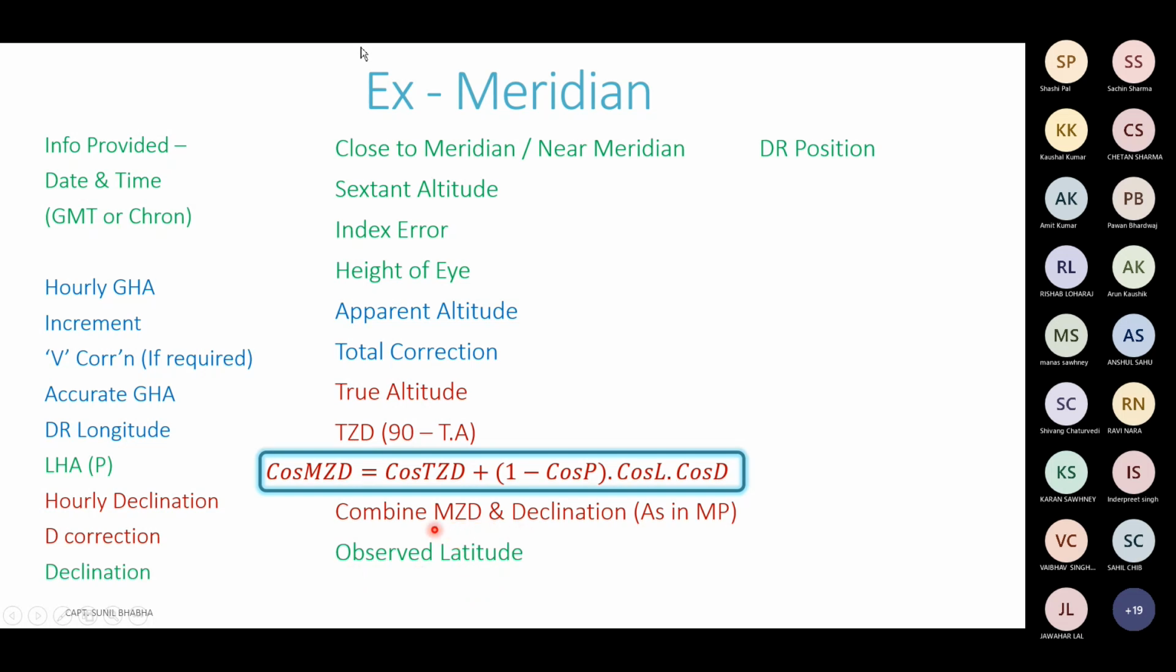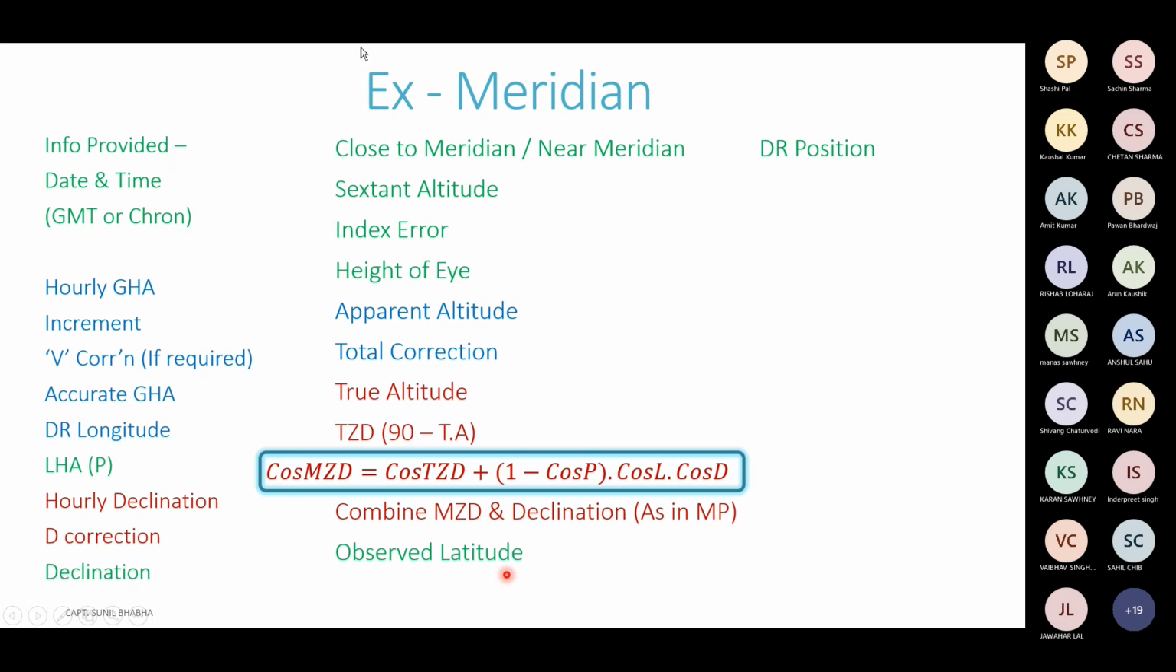Now the combining was by giving a name to the MZD. We had done a shortcut method. You first give name to the true altitude. The name to true altitude is the same as the azimuth of the body, in whichever direction the body is, north of the observer or south of the observer, the same name is given to true altitude, and opposite to that is given to TZD as well as MZD. So once the MZD name is there, you have the declination name given in the almanac. Same names you add. Opposite names you subtract the smaller one from the bigger one and retain the name of the bigger one. It gives you the observed latitude.